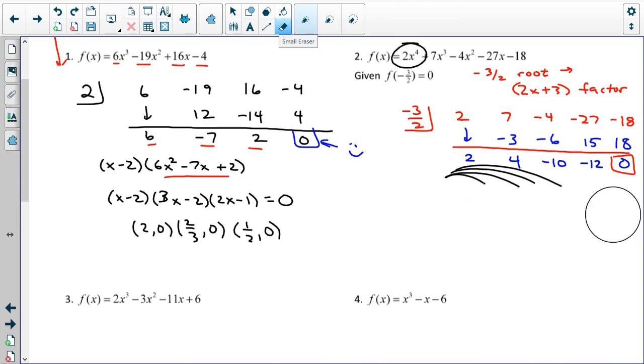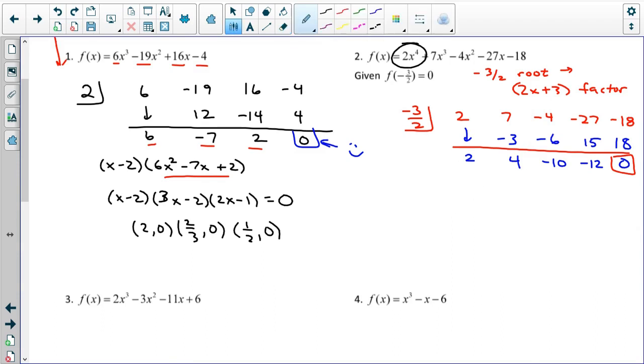So what's important to know about synthetic division is if you take negative 3 halves, you're not using 2x minus 3 as your factor. You're using x plus 3 halves as your factor. So whatever you put in this little mini box, that's what you're using as your quote unquote factor. So it's x plus 3 halves. And that gets a little bit messy to see. So I have 2x to the third plus 4x squared minus 10x minus 12.